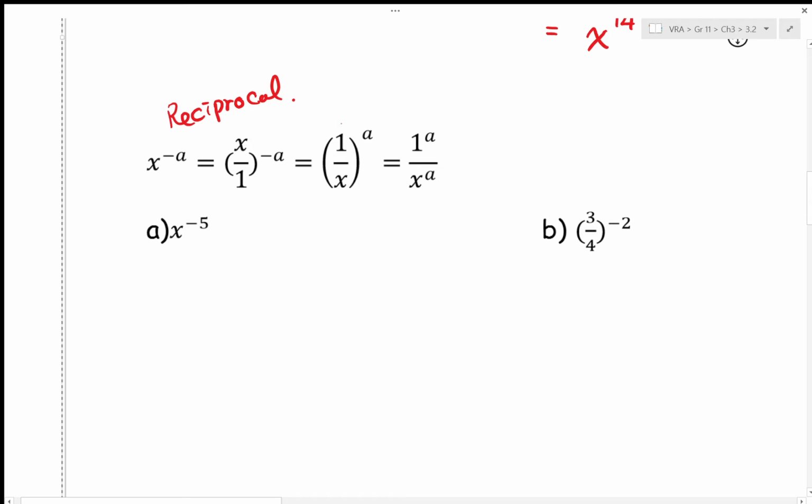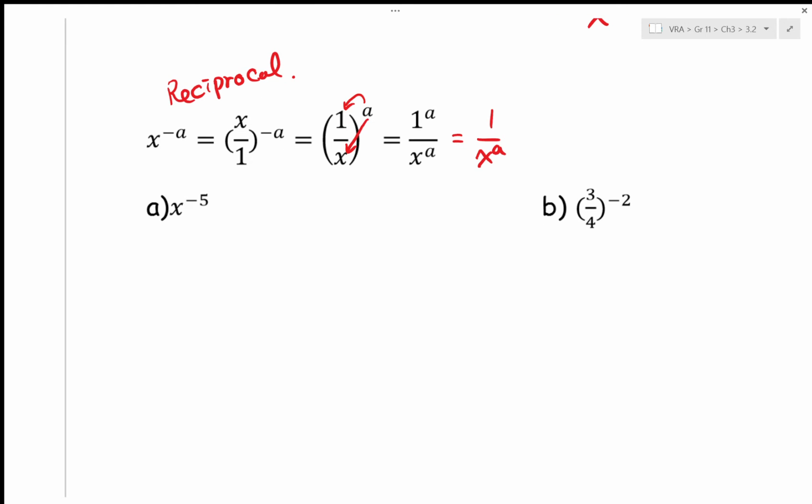Now, when you have a power outside, it's always applied to every single thing inside. So the power of a is applied to 1, and the power of a is also applied to the x. So this actually becomes 1 over x to the power of a. That's why the textbook says x to the power of negative a is 1 over x to the power of a. It's not that you're just putting 1, okay? You're taking the reciprocal of it, so be really careful.